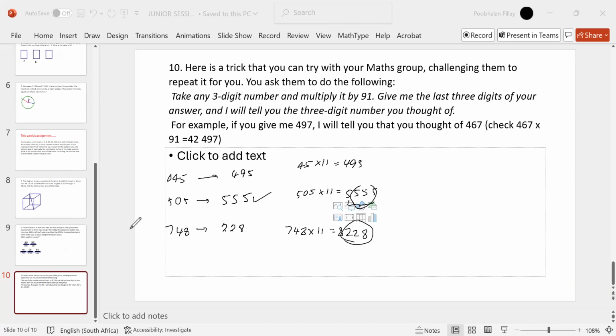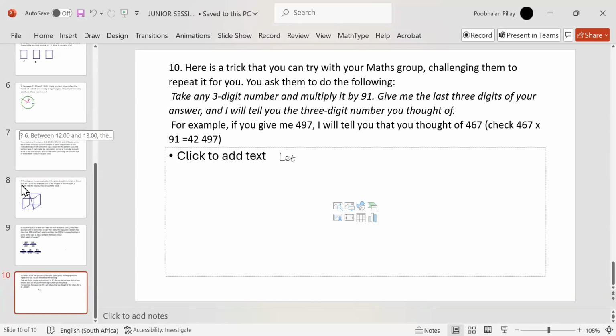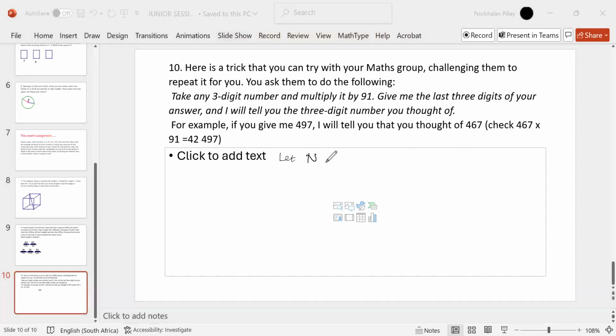Now, I'm going to give you the mathematics behind it. You might not be able to follow it too easily. But let's do it now. So your number, I don't know what this number is, so I'm going to call it n. Let n, capital N, be the number that you thought of. Let n be your number. My problem is to find out what is your n.